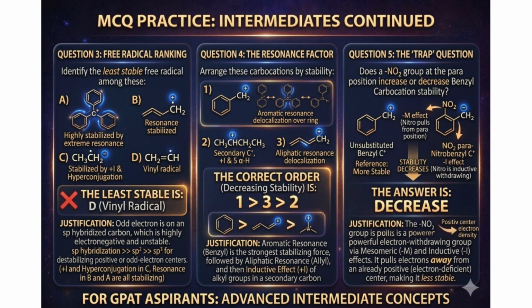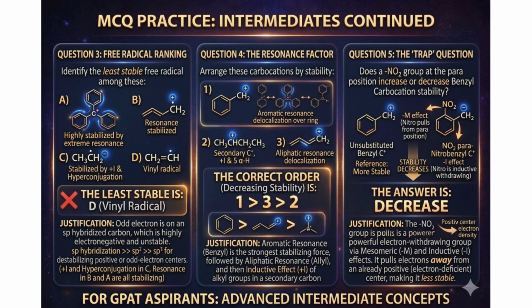In question 3, which of the following is the least stable free radical? The correct answer is D, the vinyl radical. Don't be fooled by the double bond. In a vinyl radical, the lone electron sits on an sp2 hybridized carbon. Because sp2 carbons are more electronegative, they hold onto electrons tightly and hate being incomplete. While the allyl and triphenylmethyl radicals are stabilized by resonance, the vinyl radical is extremely unhappy and unstable.